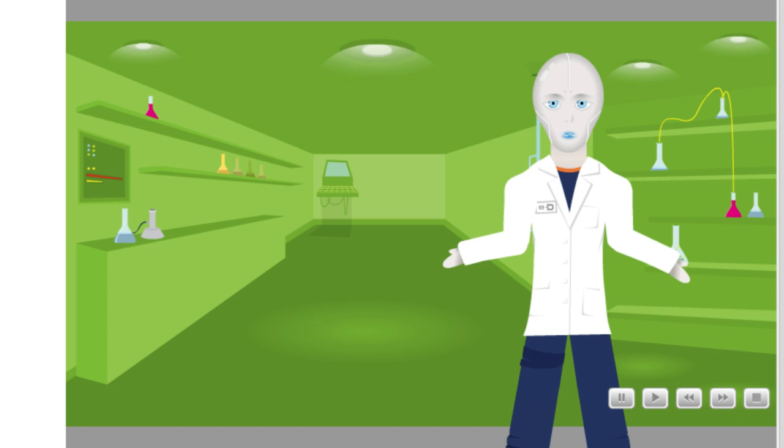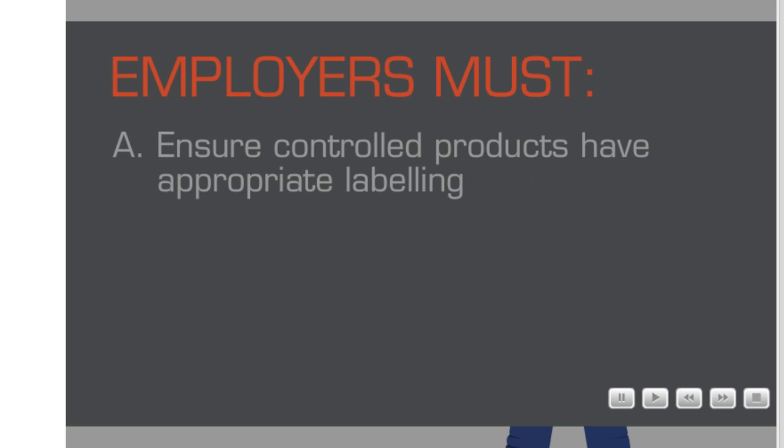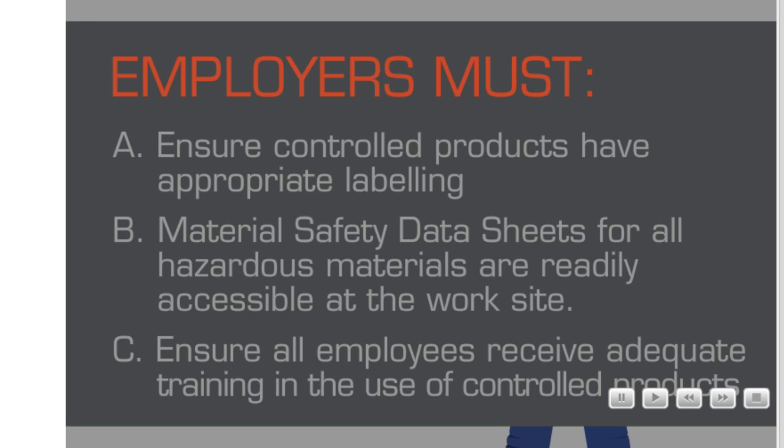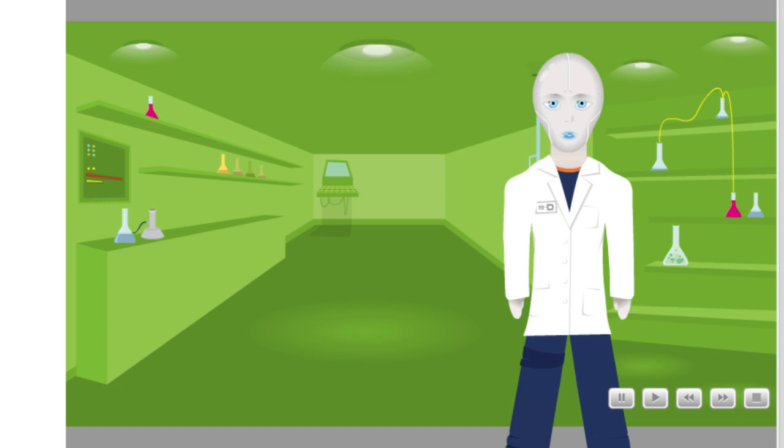And what about the employer's responsibilities? All employers must ensure that controlled products have appropriate labeling. The employer must also ensure that material safety data sheets for all hazardous materials are readily accessible at the worksite. The employer must ensure that workers receive adequate training in the safe use, storage, and disposal of controlled products, and what to do in the event of an emergency.